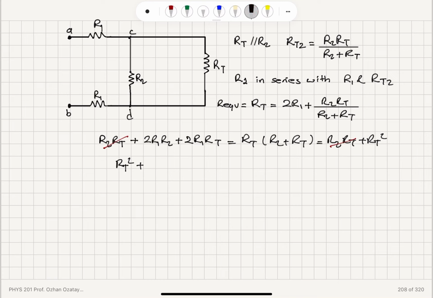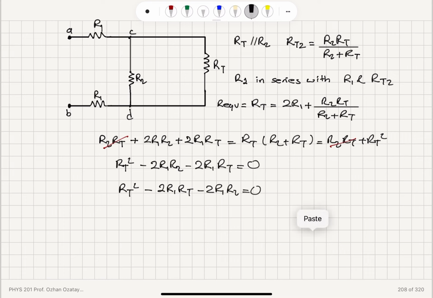RT squared. If I take 2R1 R2 to the right hand side, I will have minus 2R1 R2, and then I will have minus 2R1 RT is equal to 0. Or this can be written as RT squared minus 2R1 RT minus 2R1 R2 is equal to 0. And this is a quadratic equation.